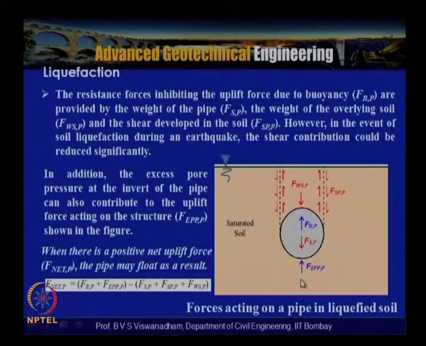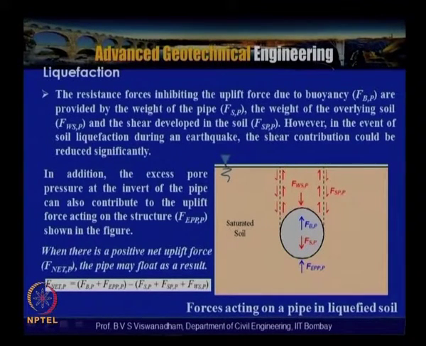So this is the saturated soil, and this is the pipe, and FSP is nothing but the self-weight of the pipe, FBP is the force due to buoyancy, and FEP is the force acting on the structure, and this is the weight of the soil. At the onset of liquefaction, the forces acting are shown here, wherein the shear stresses act downwards here and upwards here, with resistance offered by this prism in the downward direction. So this tends to go up, and then all these forces get mobilized.